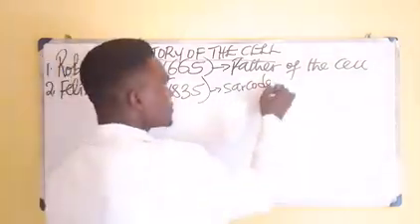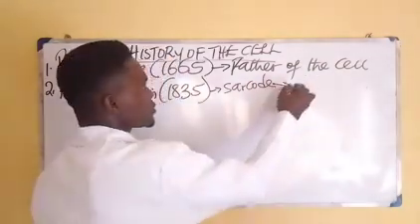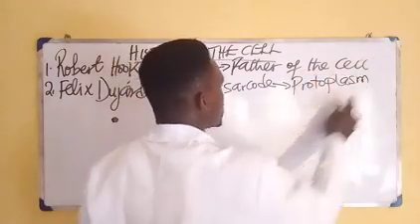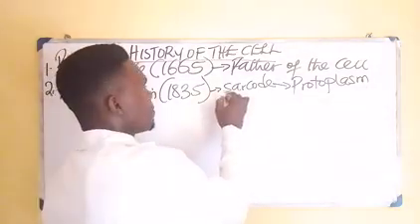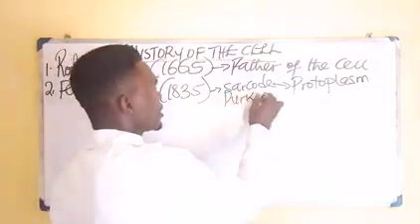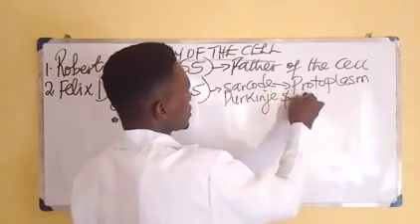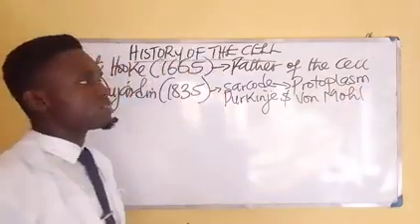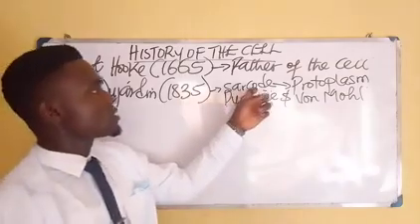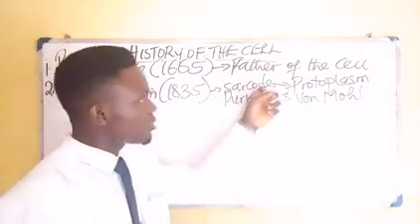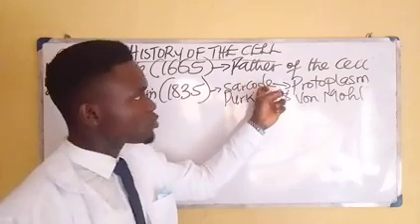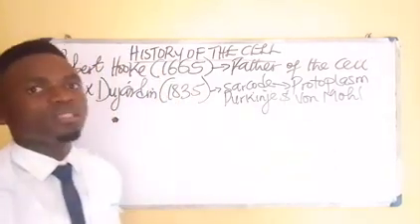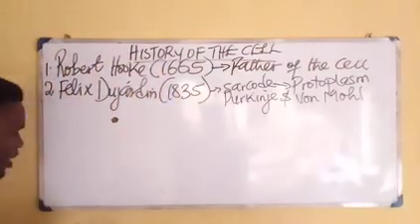Now the sarcode, after being coined, was later called protoplasm, just as I initially explained. It was called protoplasm by Purkinje and von Mohl. So the two persons that renamed sarcode to protoplasm were Purkinje and von Mohl. Take note of that.